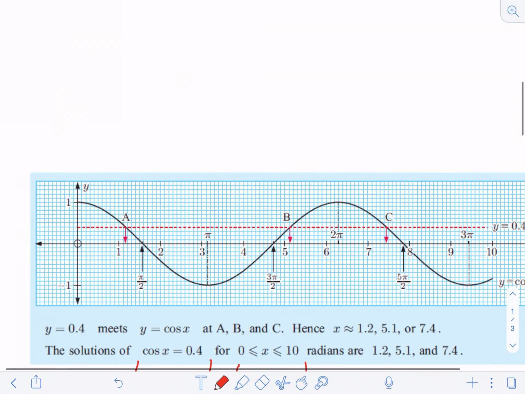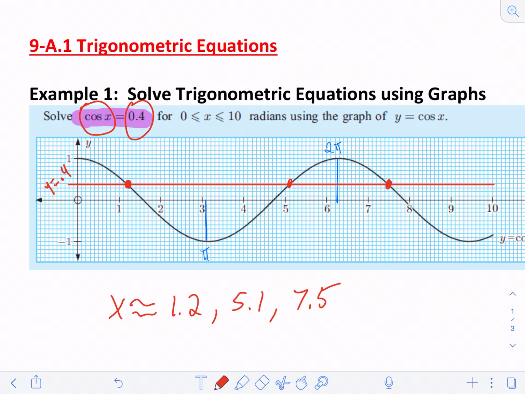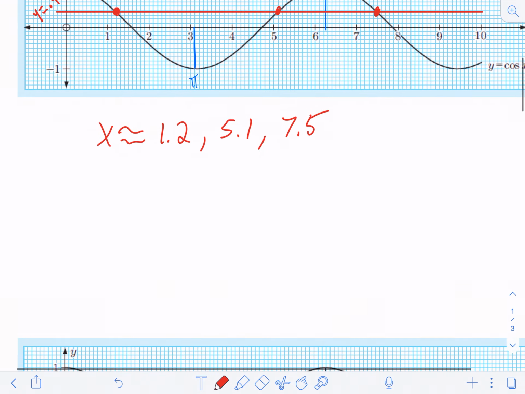If you look back up here on this example, didn't I really graph y equals cosine x, and then I also graphed y equals 0.4? I looked at the intersection of those two graphs. So I had the cosine x graph and I had y equals 0.4, and then those intersection points were my solutions. So I'm going to do the same thing here.